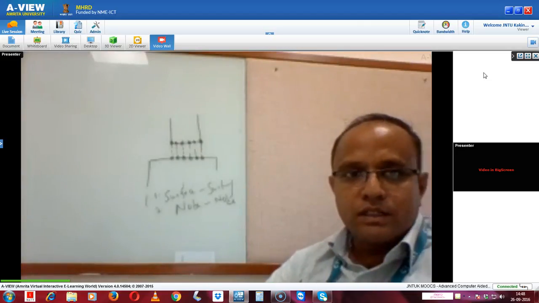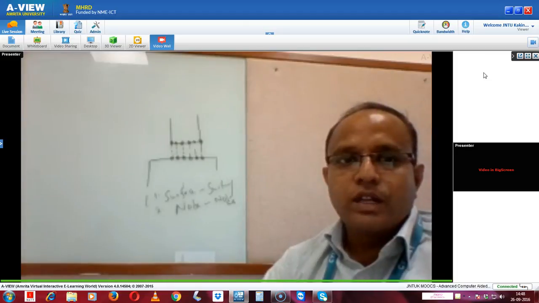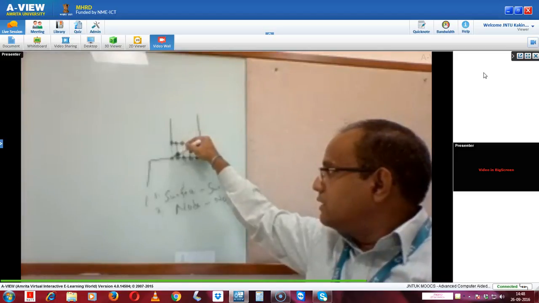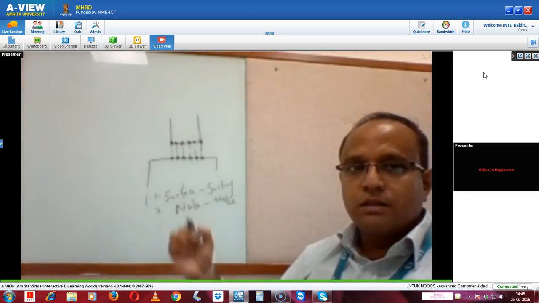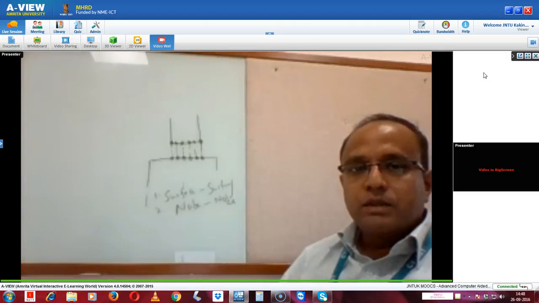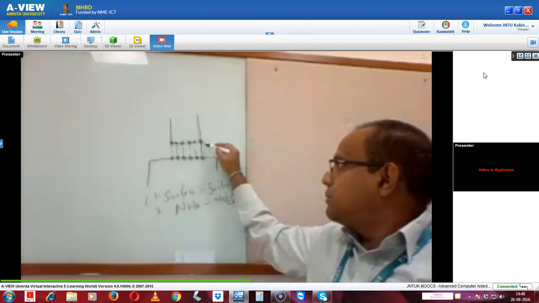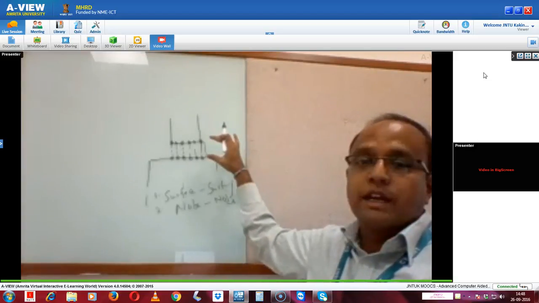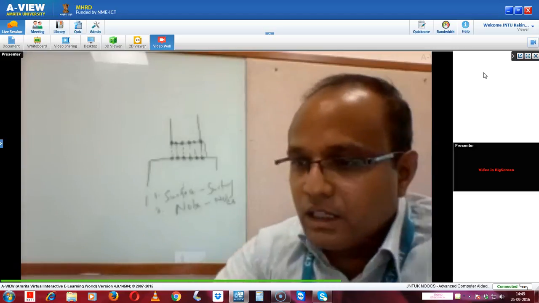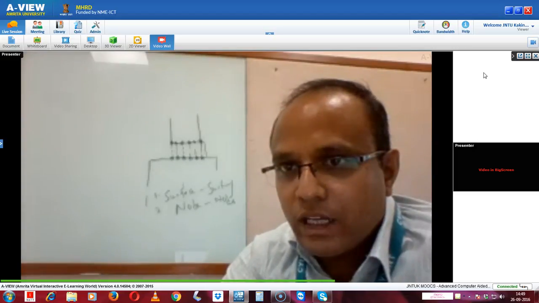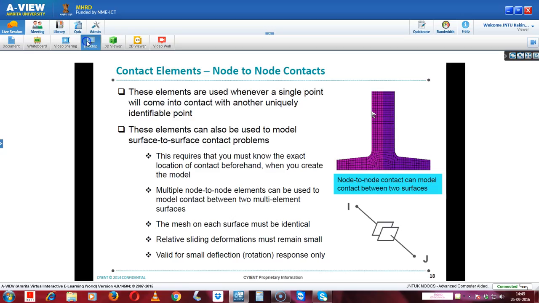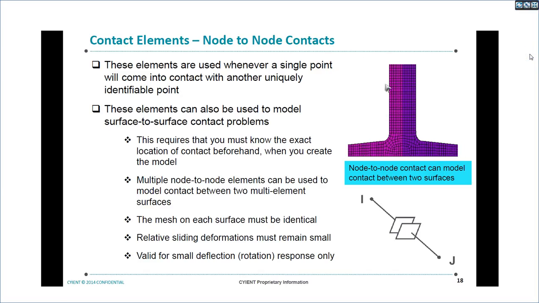These elements are used whenever a single point will come into contact with another uniquely identifiable point. So perfectly the same location. It should be in the same uniquely identifiable position. These elements can also be used where there is no gap. For our understanding, I put it in a certain gap. If you see here, there are two flanges, and there is no gap existing between these two. But if you see the nodes, they are perfectly aligned. We have nodes at the same location. So this is a node-to-node contact.